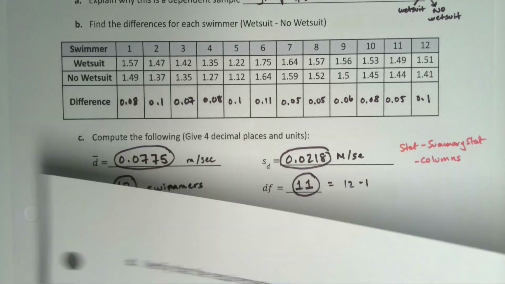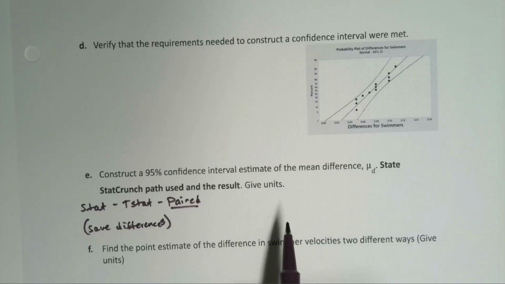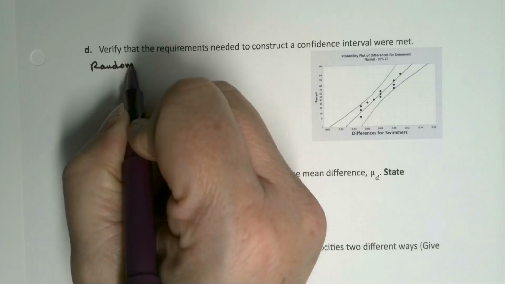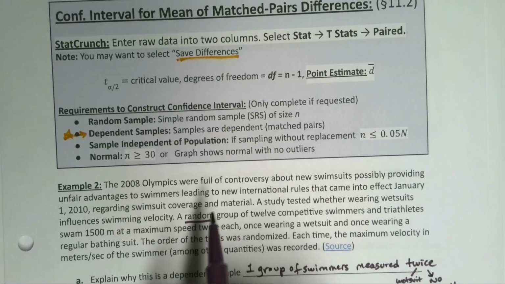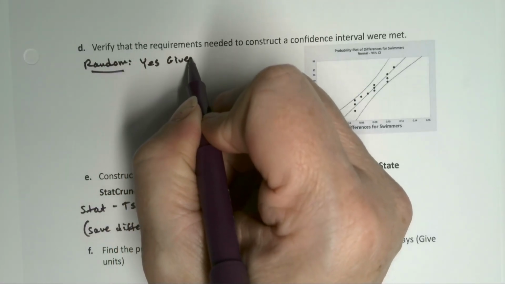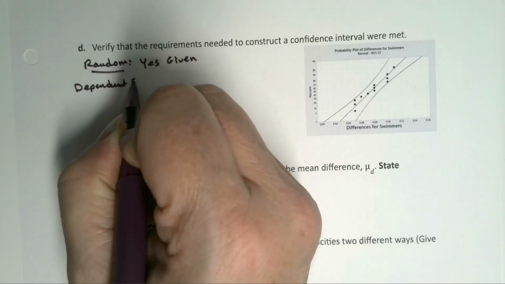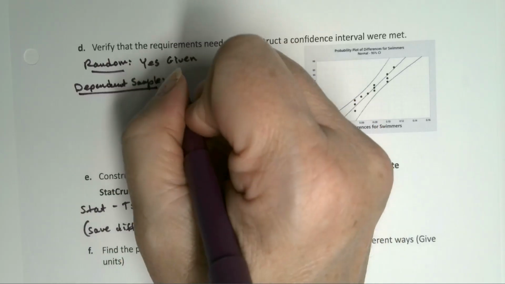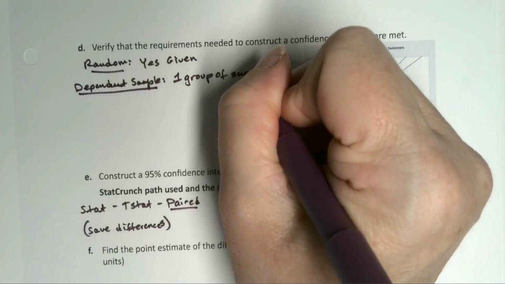Okay, so now let's verify our requirements so that we can do the confidence interval that we've already done. We know that the data set was random because they told us right here that it was a random group of swimmers. So that was yes, given. The new piece is the dependent sample, but we already said what this was. This was one group of swimmers measured twice. So that's a yes.